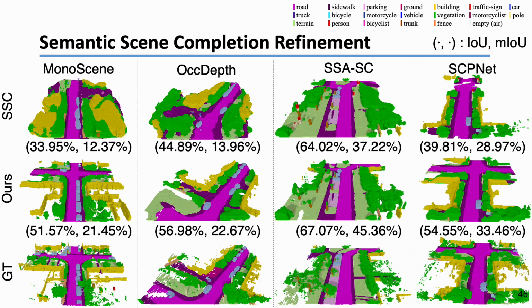So these figures are the results. After our refinement, the results align more closely with the ground truth. Especially, MonoScene and other depth-based results sometimes miss the overall contour, but with our model, you can see that we refine the road and buildings. And in SSA-SC and SSCNet, our model can refine the fine details.